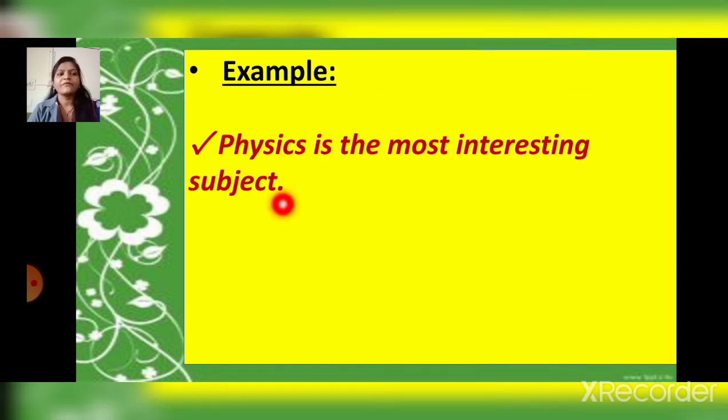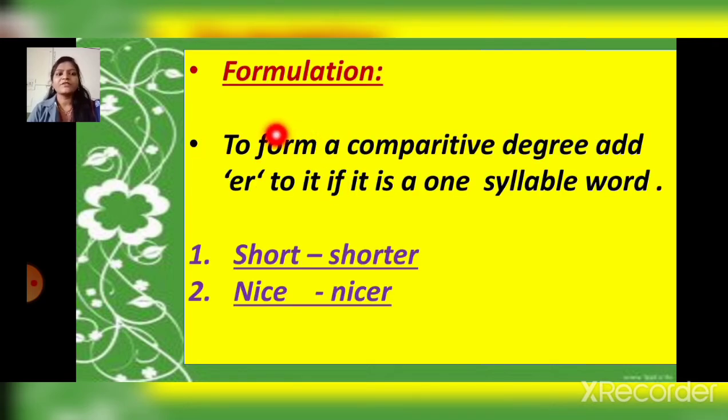For example, physics is the most interesting subject. So physics is the most interesting subject of other subjects. Okay. So here there is a comparison between the subjects. Now formulation: to form a comparative degree, add er to it if it is a one syllable word. So if there is a one syllable word in comparative degree, we are using er. Short, shorter. Nice, nicer. Here you can see we use er.